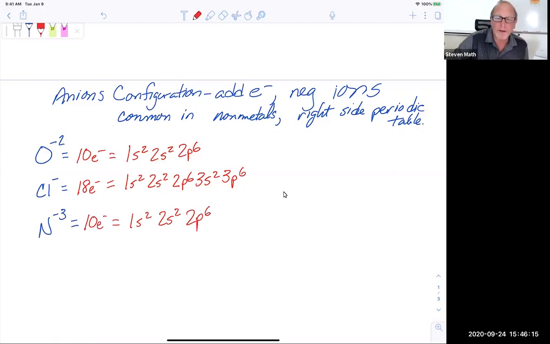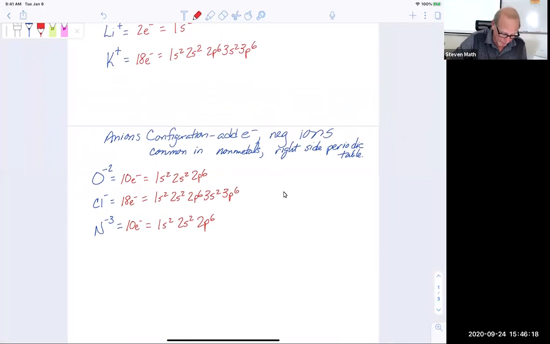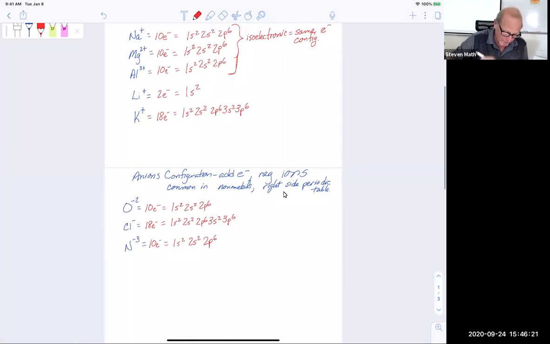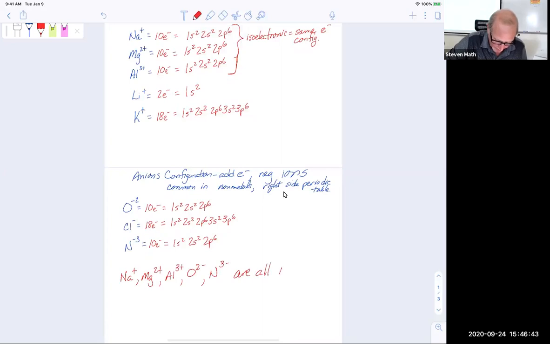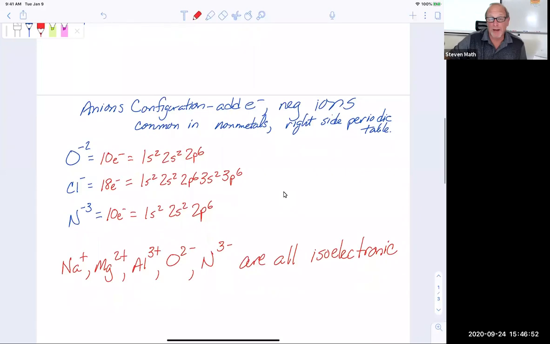Now, what we could say is, and I want to bring in all of our players here, we can say that Na+, Mg2+, Al3+, O2-, and N3- are all isoelectronic because they all have the same number of total electrons.